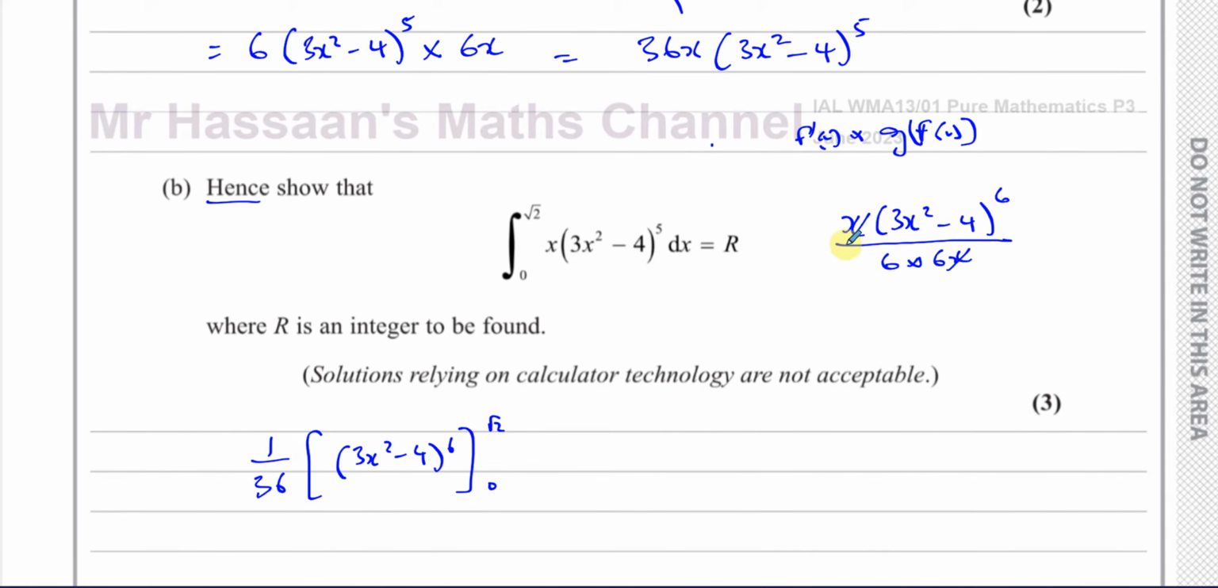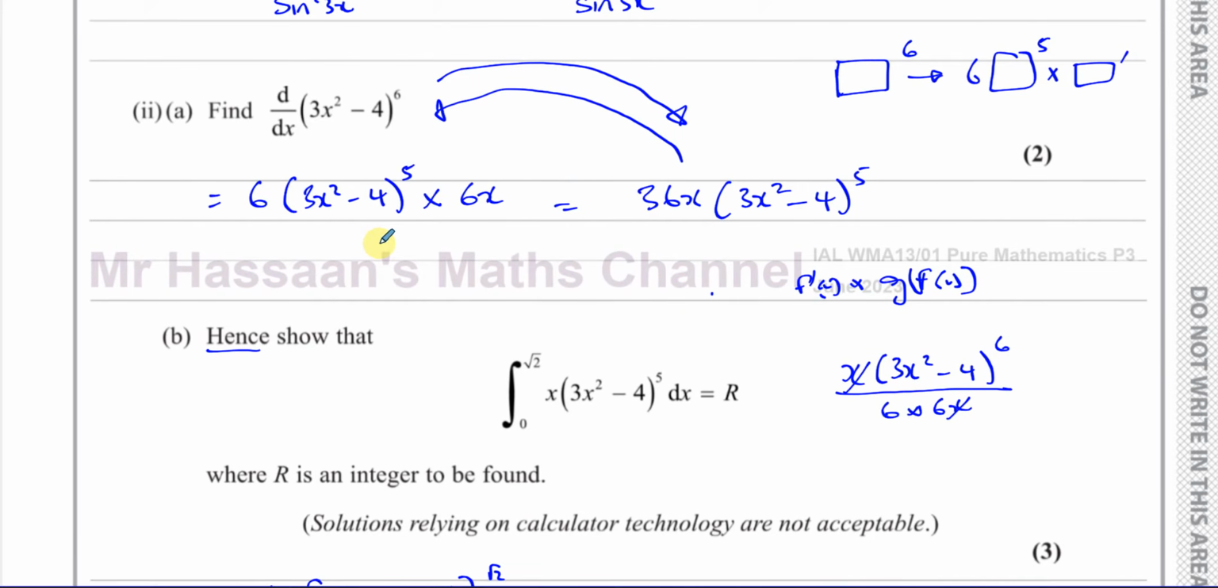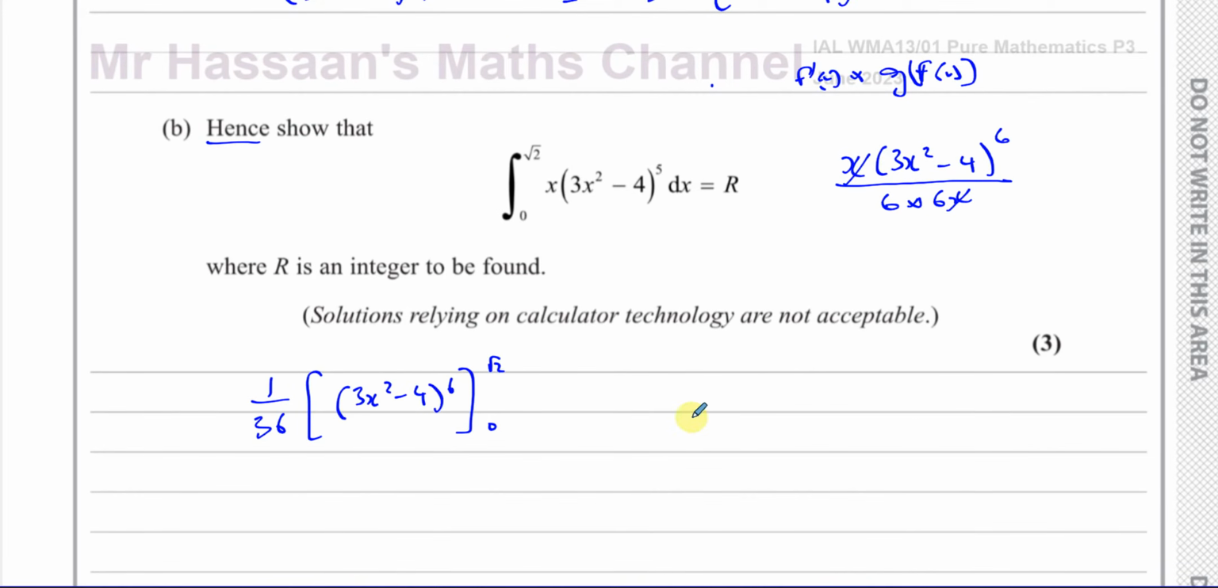Now this x will cancel with this x, and I'm left with 1/36 times (3x squared minus 4) to the power of 6, which is exactly what I've got there. So that's how I'd normally do it. But because it says "hence", you've got to use a pattern that you spot between these two, so you could just write the answer straight away. And now we can put in the limits.